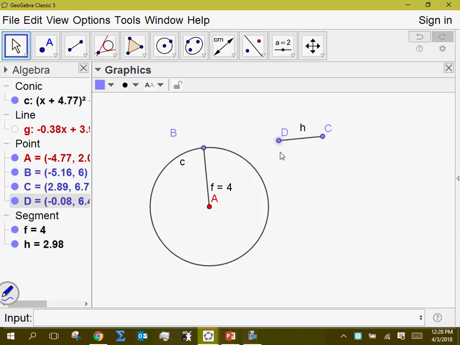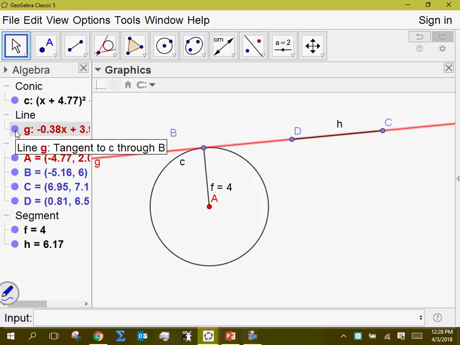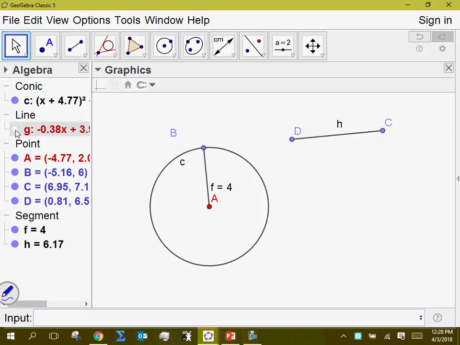However, is that a tangent segment anymore? Is that touching my circle? No, okay? The extension of it is, so if I extended beyond where D currently is, put back in that line, that line is tangent, but that little segment is not.